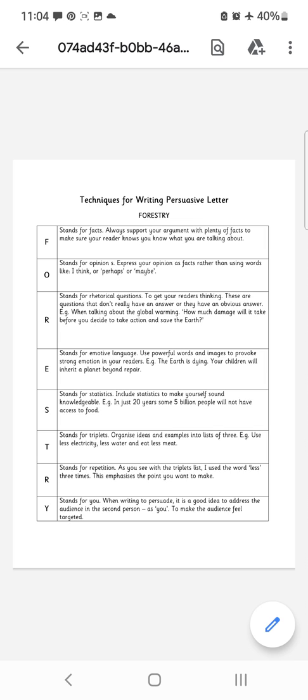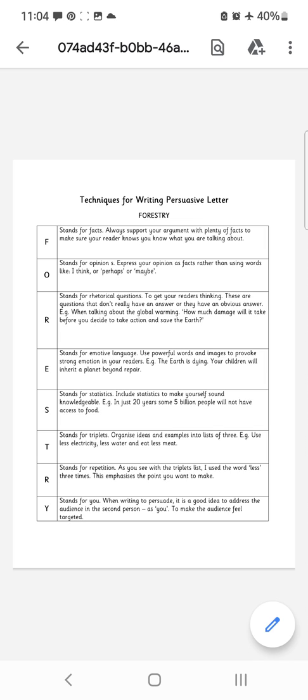Then we have Y, which stands for you. When writing to persuade, it's a good idea to address the audience in second person as you. Why? Because you make the audience feel targeted. It's like you feel like the writer was talking to you when they were writing. Sometimes it's also okay to say we. If a writer is writing, it's okay to say we because it gives the readers a sense of we're all in this together. Okay, so now we remember the techniques.